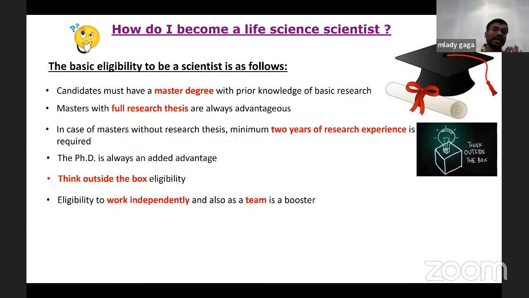So you must work independently. Also, you should be a team player. You should not think like, okay, this is mine, I will be the lead person. No, everyone is equal here. You need to treat them equally. You need to communicate with them in a better way.